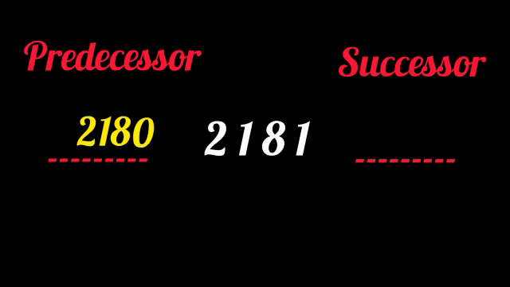And which number comes after 1? Yes, it is 2. So the last digit of the successor will be 2, and write all the digits as the same. Let us discuss another question. Find the predecessor and successor of 3250.